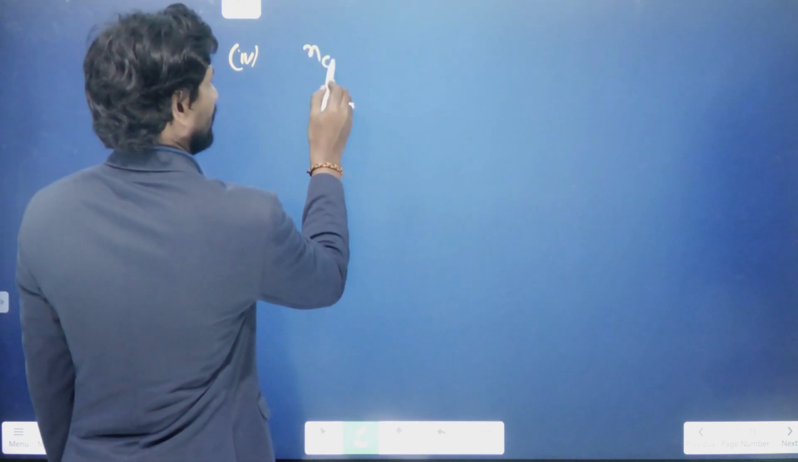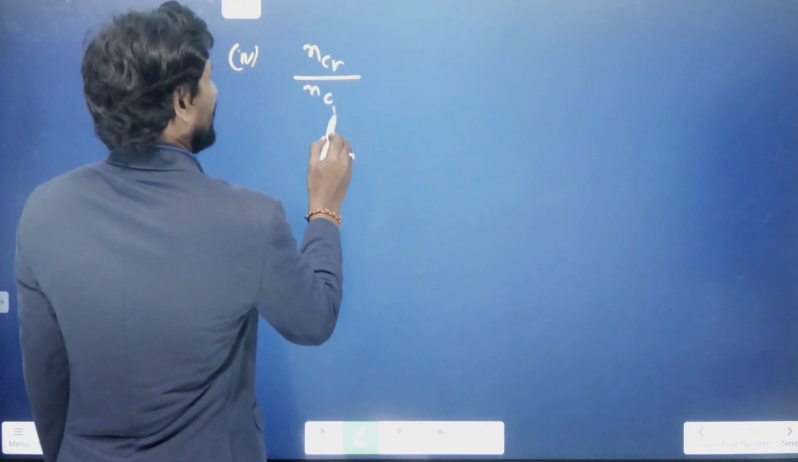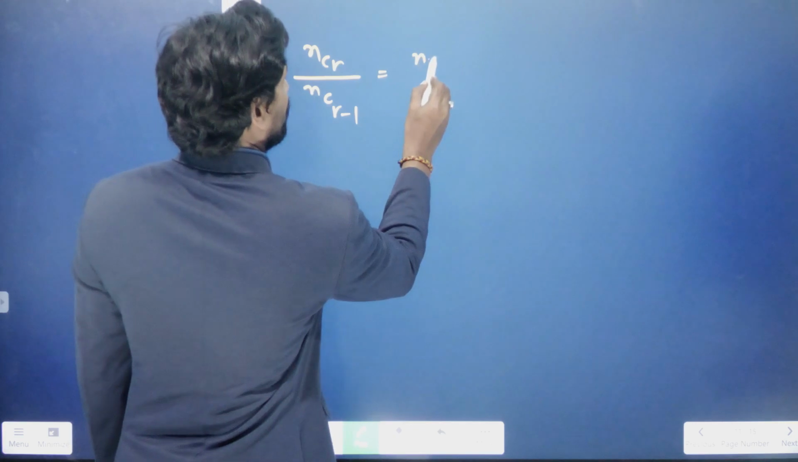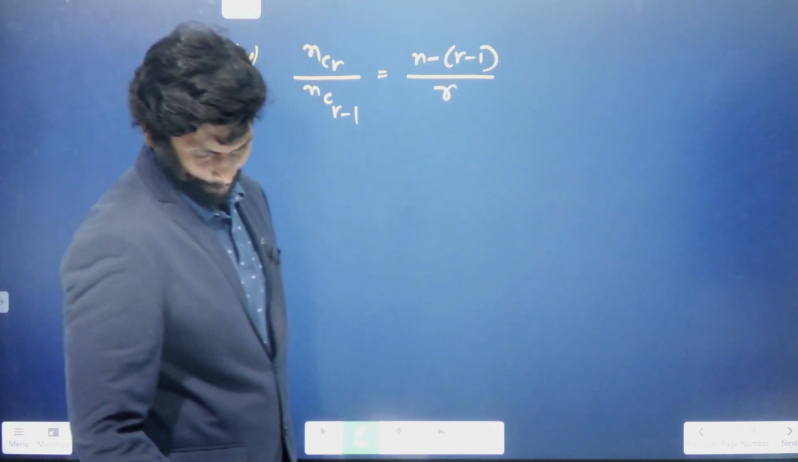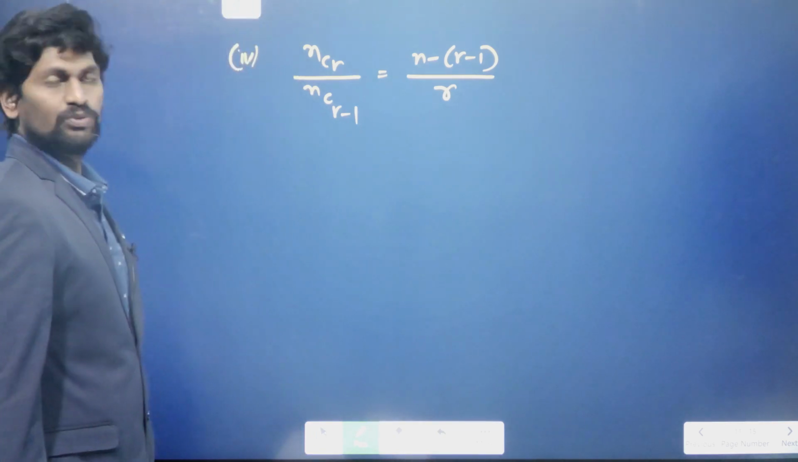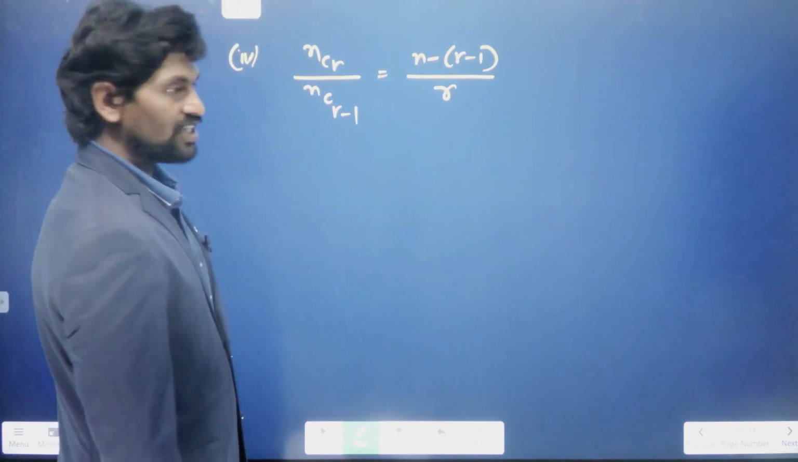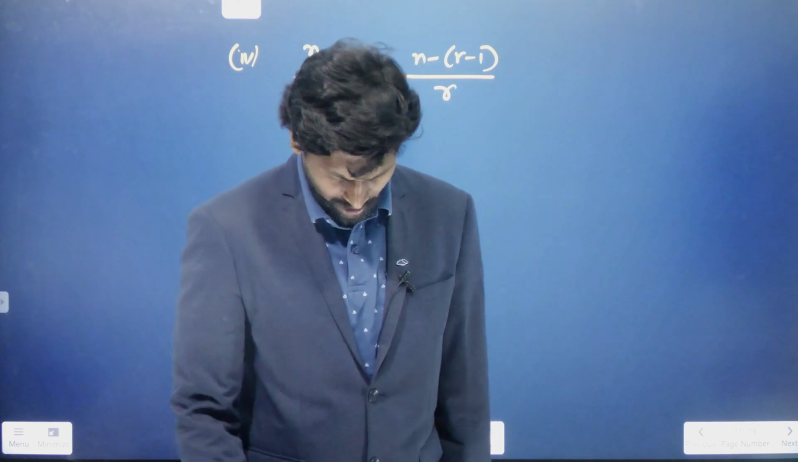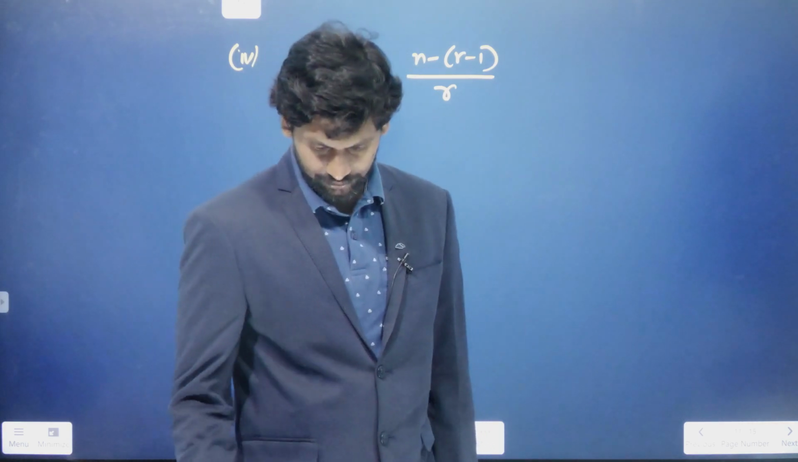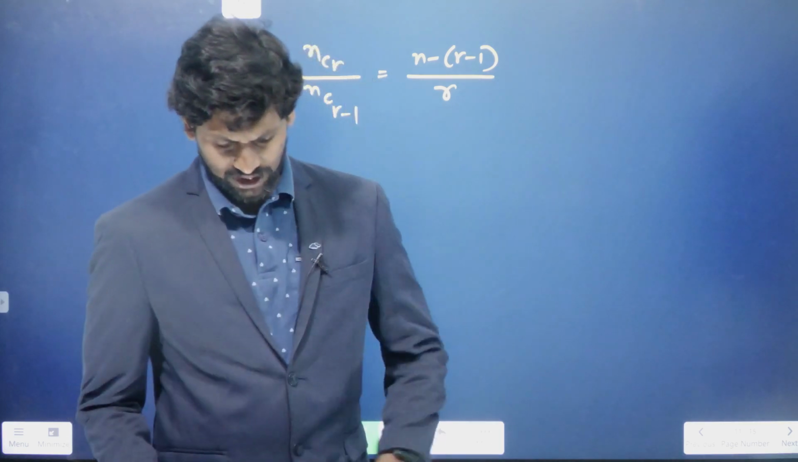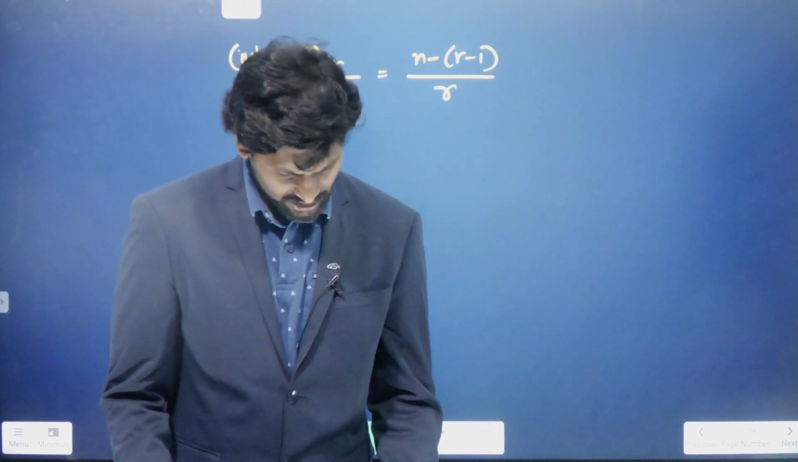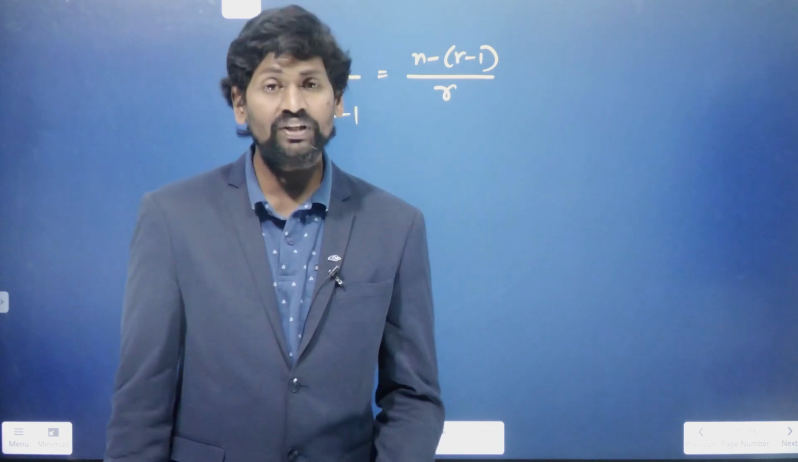Let us move on to the fourth point. The fourth note point is given that nCr by nCr minus 1 equals n minus r plus 1 by r. This is also an important formula or note point. Right, so let us move on to the exercise problems or concept based questions first. Then further discussions we can continue in the next class.